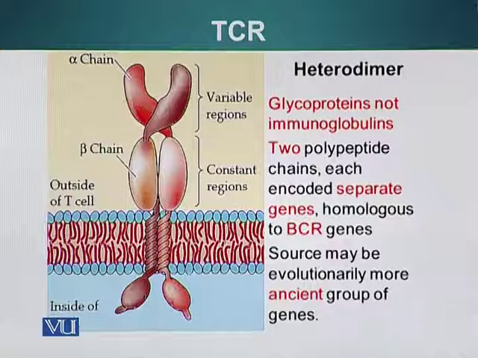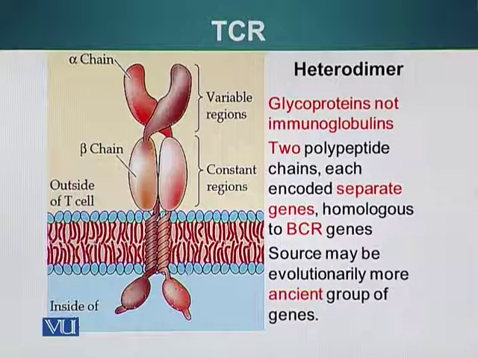Now let's look at the structure of the T cell receptor, abbreviated TCR. It's a heterodimer of alpha and beta chains. It is a glycoprotein, not an immunoglobulin, primarily. The two polypeptide chains, each encoded by separate genes, are homologous to the BCR or B cell receptor, which suggests that these proteins may have a common ancestor, some prototype gene which evolved into these TCRs and BCRs that diverged at some point in evolution.